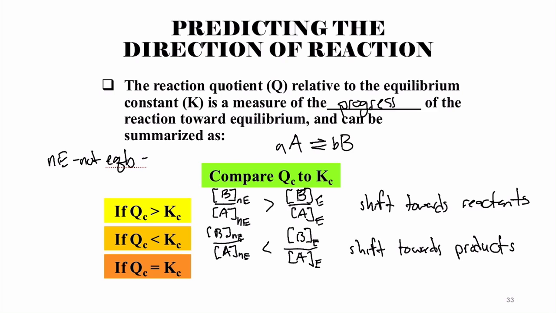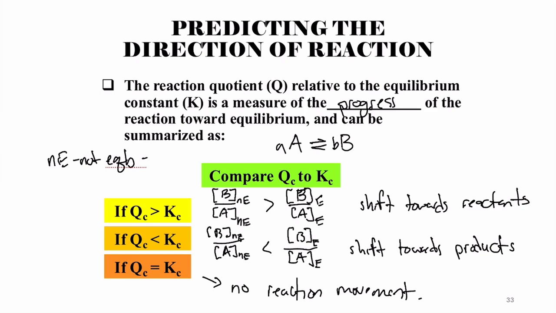And then when they're equal to each other, that means that there's not going to be any change. No reaction movement, because we're saying, okay, well, this ratio is already equal to each other, so we're not going to have to make any products or use up any reactants, or vice versa.